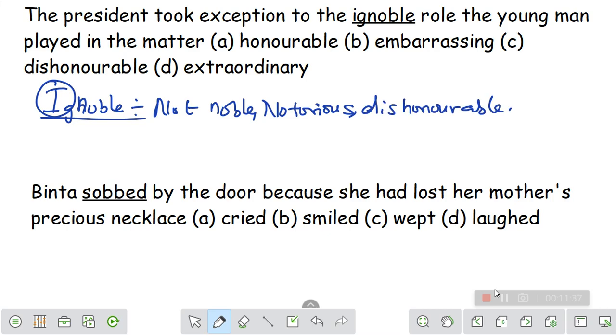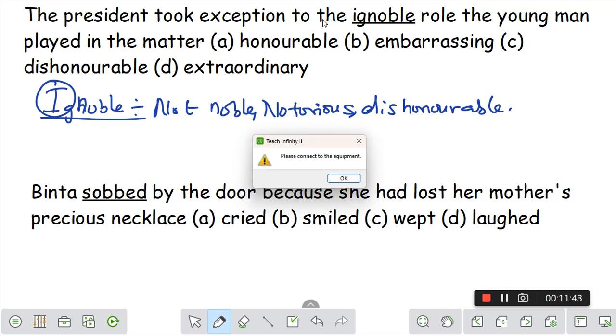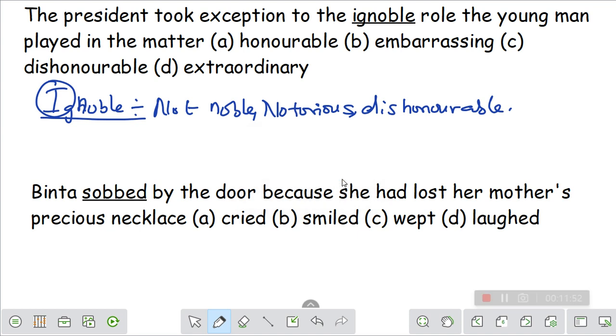Our answer here is not honorable. Okay, we are looking for the answer that is honorable, right? So our answer is what? A. Because ignoble means dishonorable. So the answer is not embarrassing. The answer is not dishonorable. The answer is not extraordinary. But our answer is honorable because we are looking for opposite in meaning.